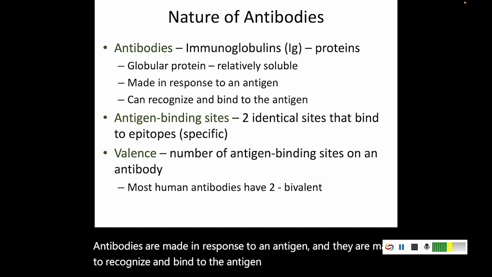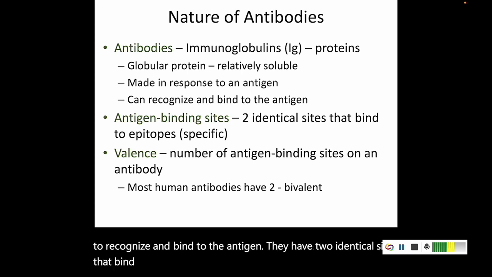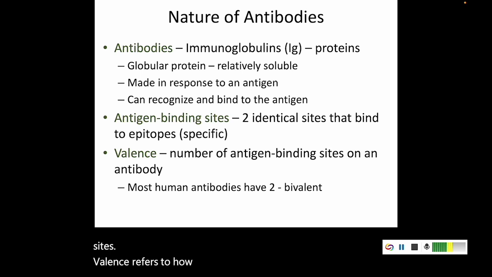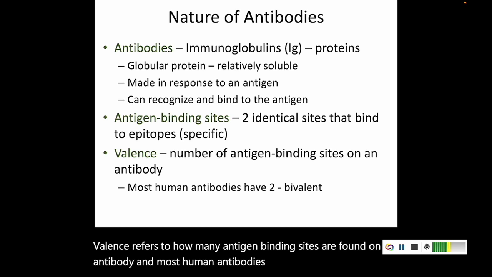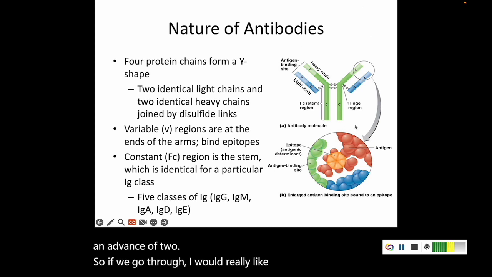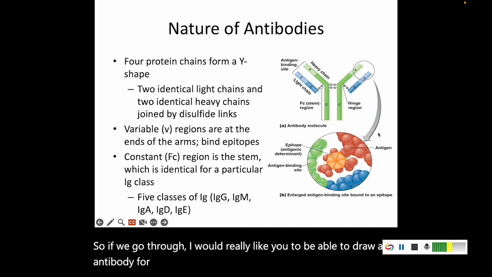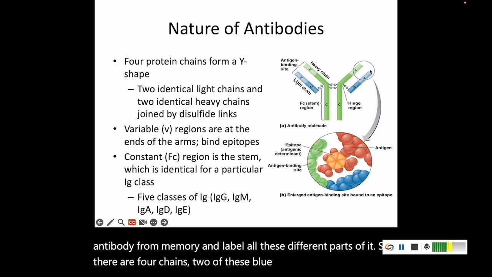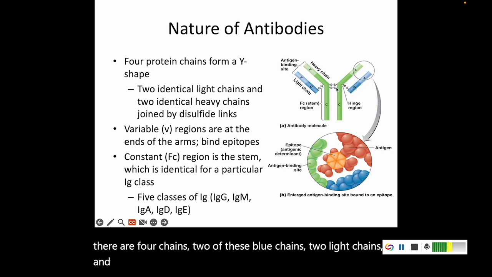They have two identical sites that bind to the epitope. These are called the antigen binding sites. Valence refers to how many antigen binding sites are found on an antibody, and most human antibodies will be bivalent. They have a valence of 2. So if we go through, I would really like you to be able to draw an antibody from memory and label all these different parts of it. So there are 4 chains: 2 of these blue chains, the light chains, and 2 of the green chains, the heavy chains.